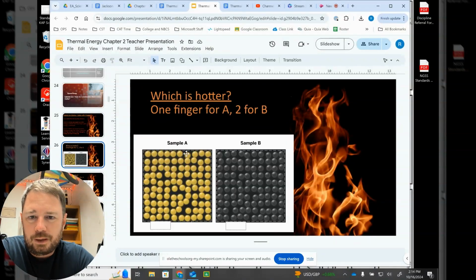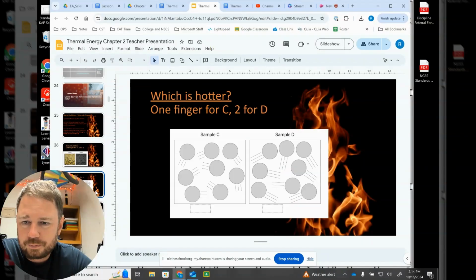Okay, next we have 2 samples, A and B. Which one of these 2 do you think is hotter? Think about it for a moment. All right, this is from the sim, and if they are glowing yellow, that means they have more kinetic energy. If they have more kinetic energy, that means they're moving around more and more, which means they should be hotter. So sample A should be hotter.